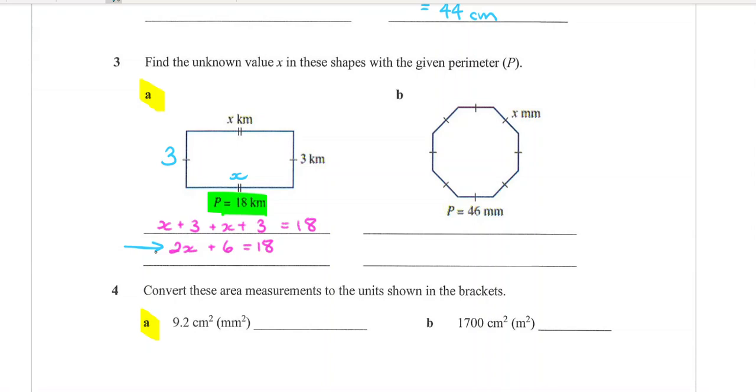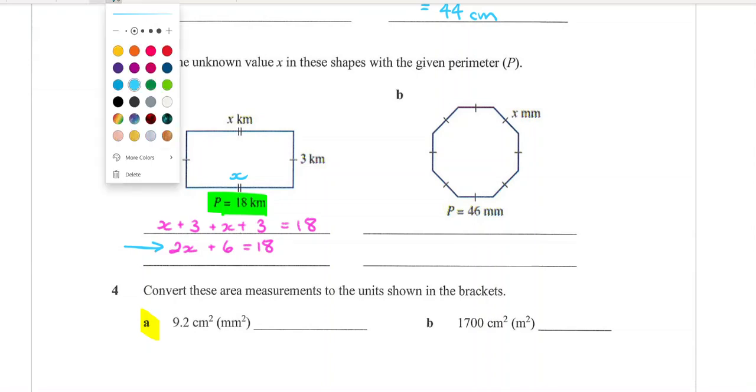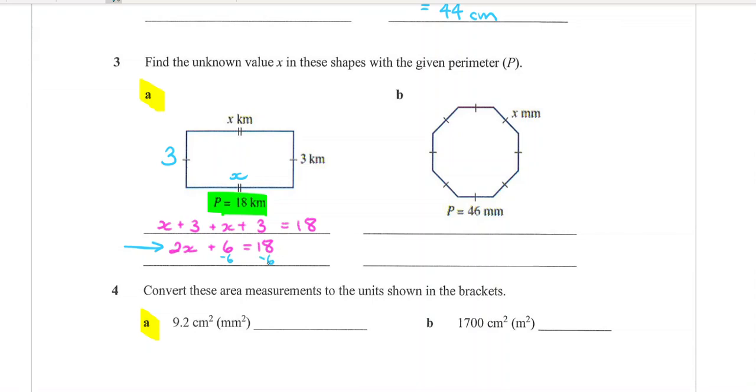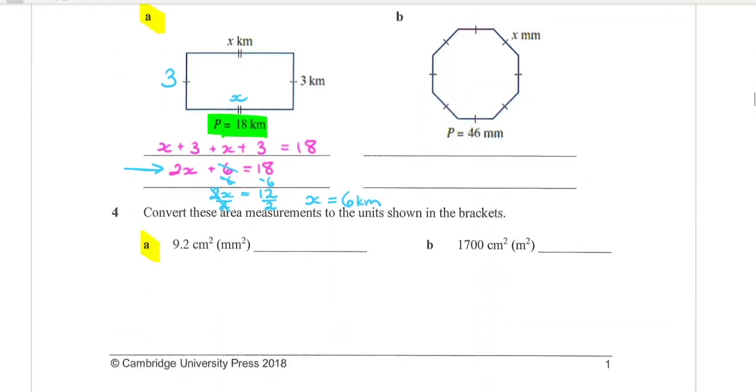And then you want to solve it. How do I solve the equation? Doing opposites. Minus the 6, good. So that's minus 6 under here, which gives 2x equals 12. And what's my second step? Yeah, so they don't always leave you enough room in these worksheets. This is a bit squishy. 12 divided by 2 is 6, so x will equal 6 kilometers because it's the length of that side. Okay? All right, question 4.